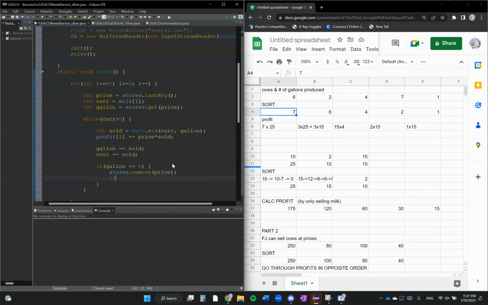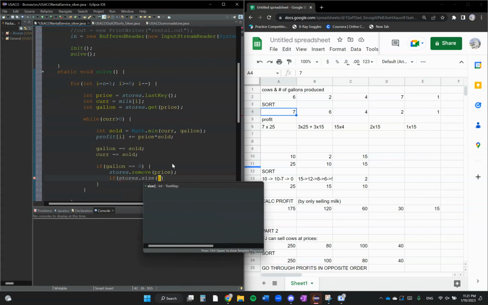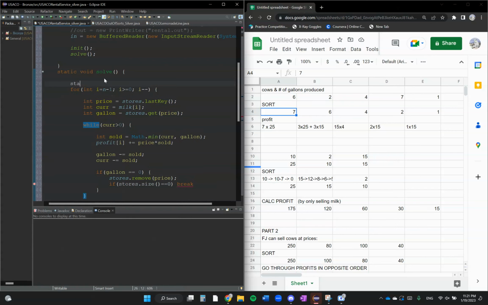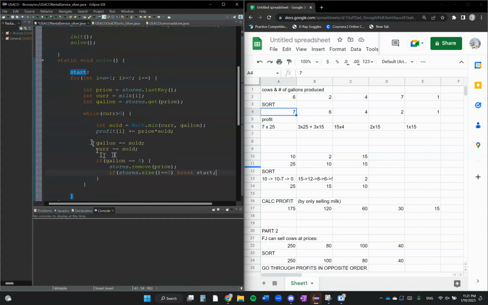And then after this, if stores.size equals 0, so if there aren't any more stores remaining, then we have to break. Not the while loop, but we have to break this for loop. So we can use a trick here where we put start and then this colon. So if we do break start, it's going to break the entire for loop.